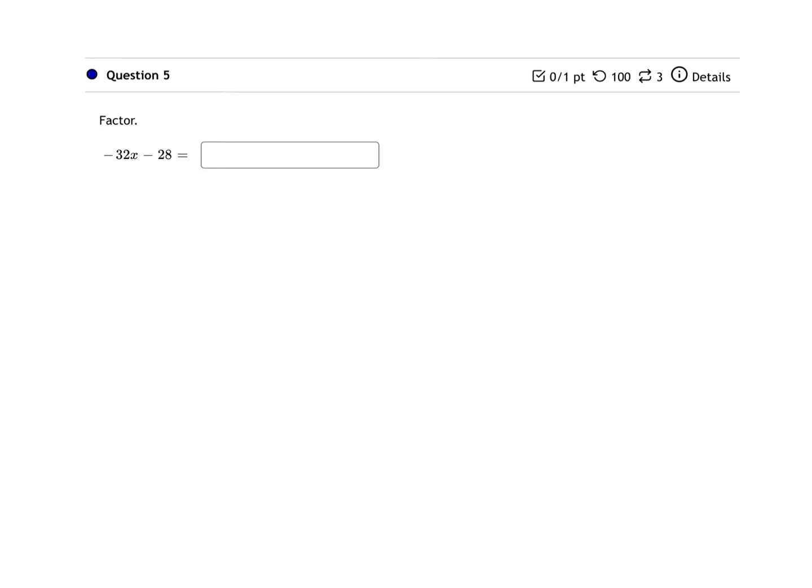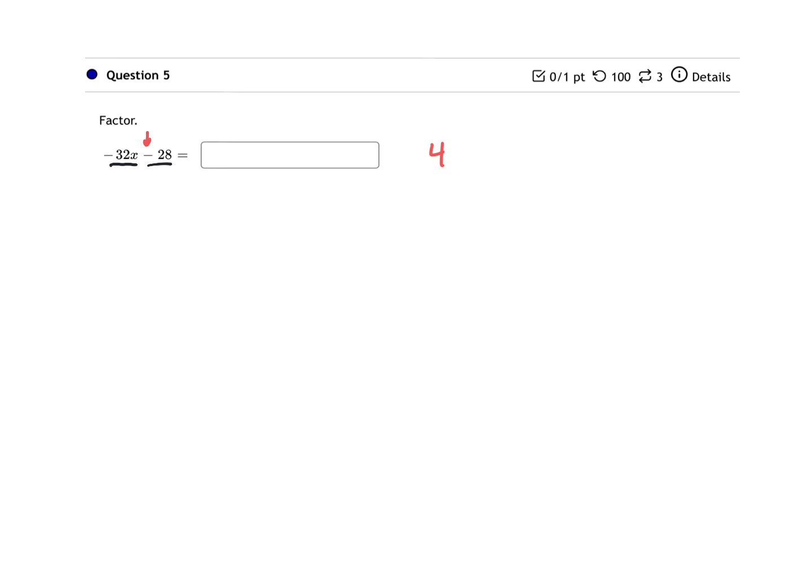So the first thing we want to do is find the largest number that goes into both of our terms. So we have a negative 32x and a negative 28. The largest number that goes into both 32 and 28 is 4. So what that means is I have to start with a 4 outside the parentheses.